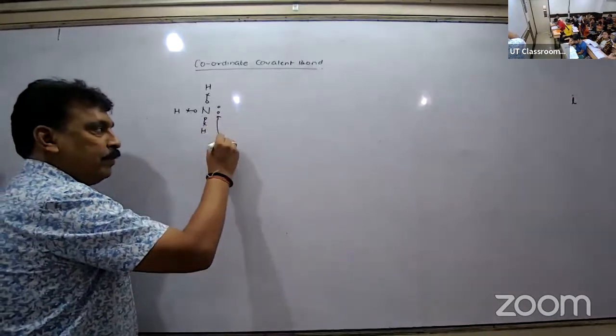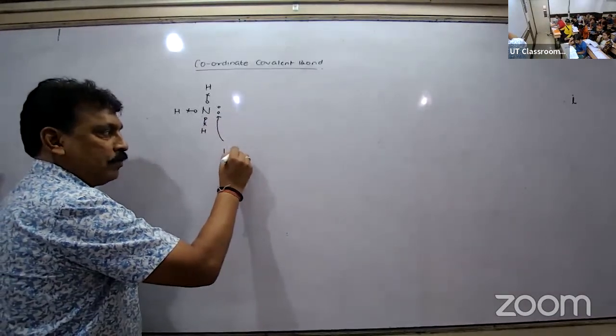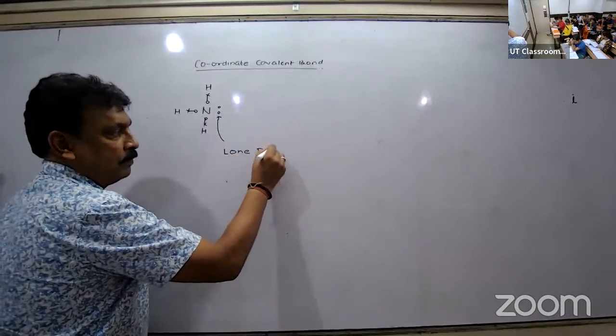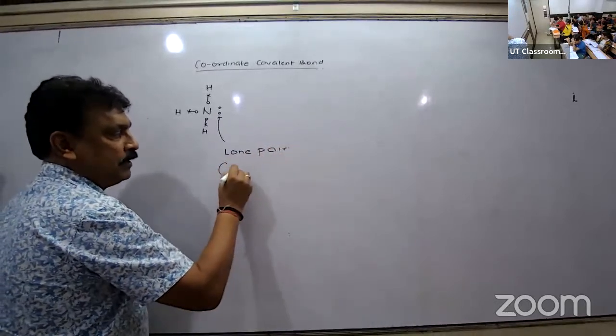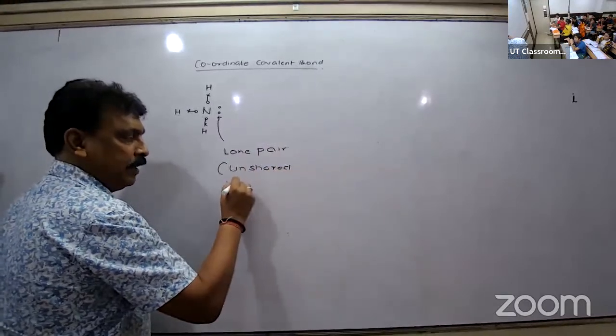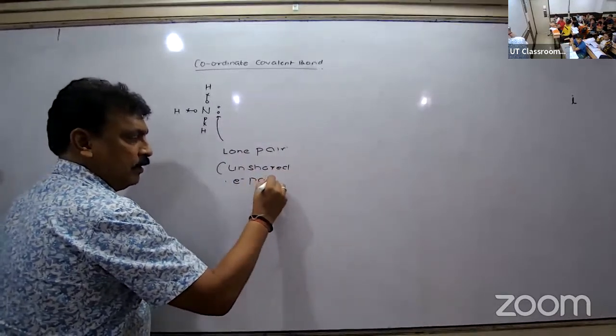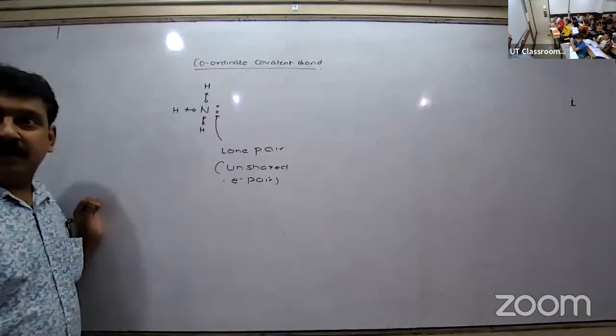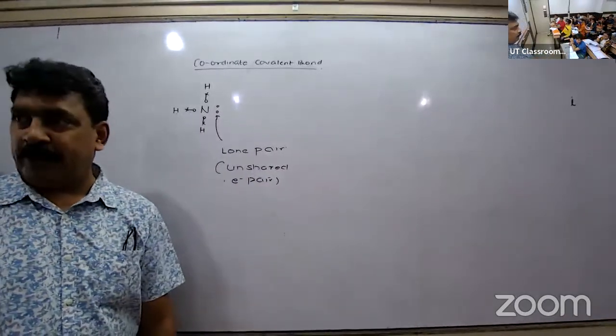This kind of pair of electrons is called a lone pair of electrons. Now, what is a lone pair? A lone pair is nothing but an unshared pair of electrons. Yes, unshared electron pair. The atom does not use it. When an atom is not using that lone pair, clear?